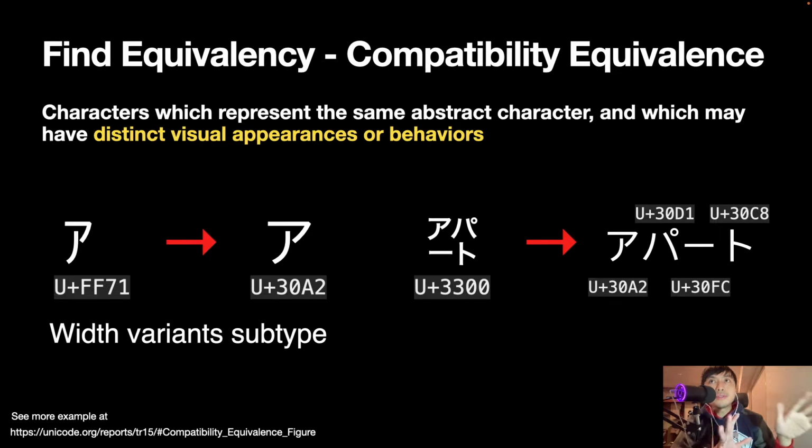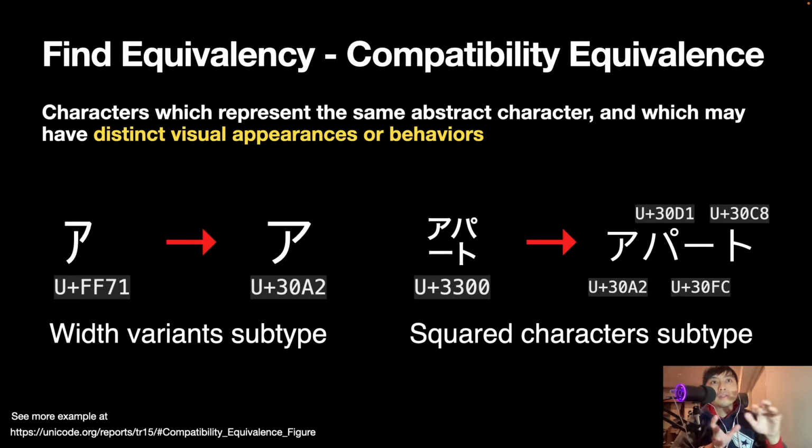They look different in appearance, right? So this is called square character subtypes. Again, if you want to check other subtypes, you can use the link in the slide or in the video description. So we have canonical equivalence, which is the same appearance. And then we have compatibility equivalence, which is a distinct visual appearance, right?